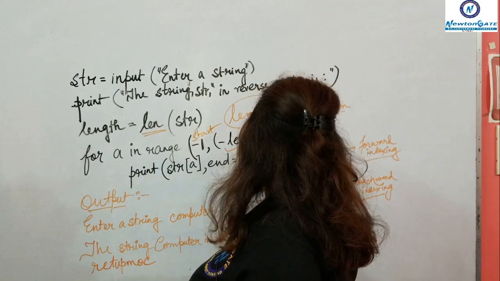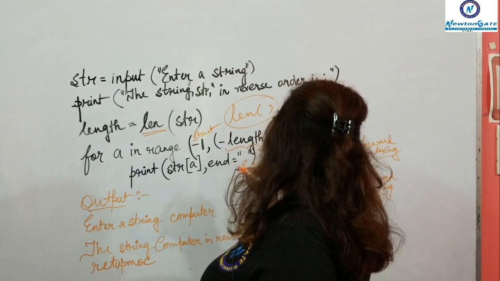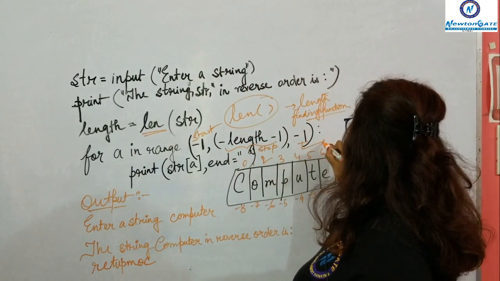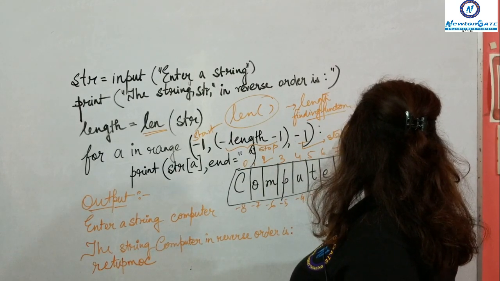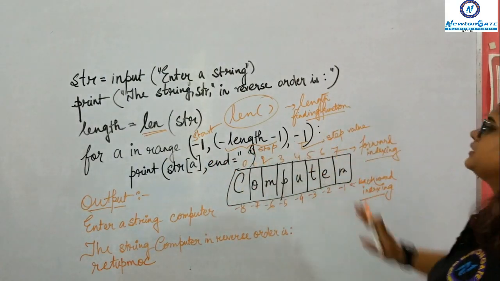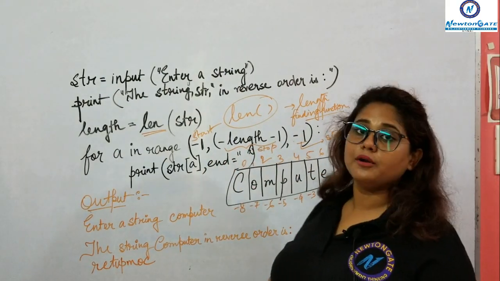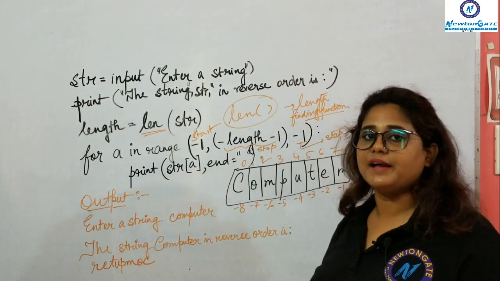This is my stop value. And this is my step value. So start value, stop value, and step value. These three things are very important for looping in any kind of Python programs.